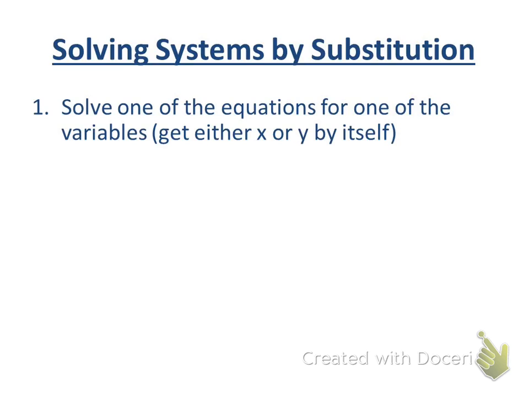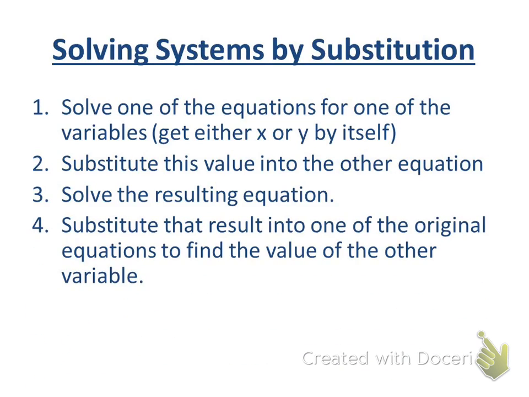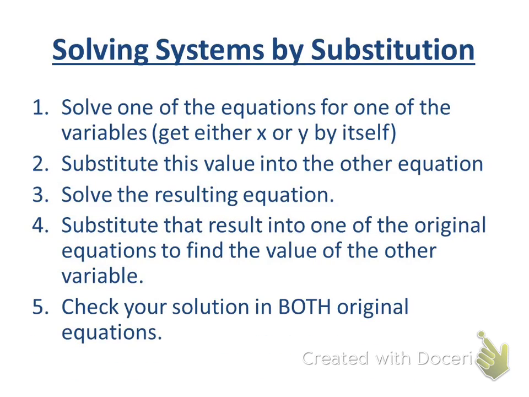But if I don't have one of the equations solved for x or y, then I have to do that. We can't substitute until we have what one of those variables is equal to, because we're only allowed to substitute equal values. Then we substitute that value into the other equation, and that gives us an equation with one variable that we can solve. Once you get the value of that variable, you substitute it into one of the original equations to find the value of the other variable. Then you can check your solutions in both original equations.